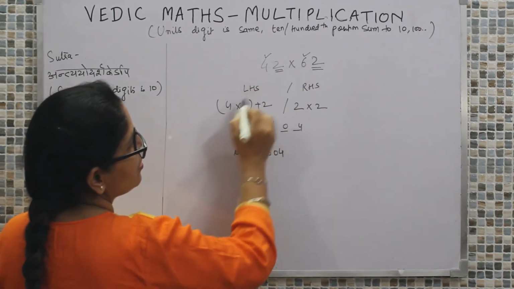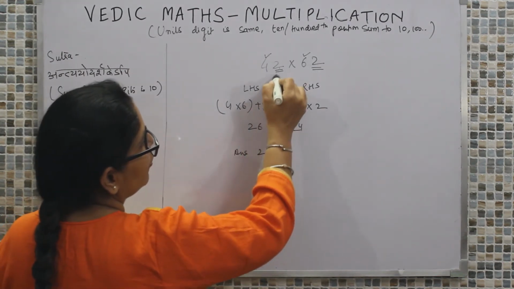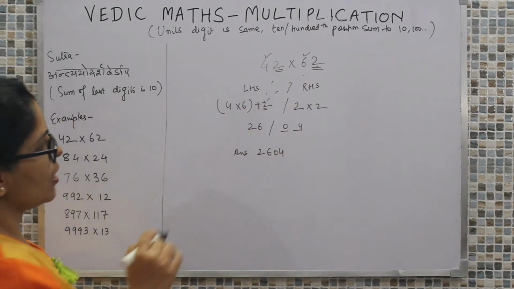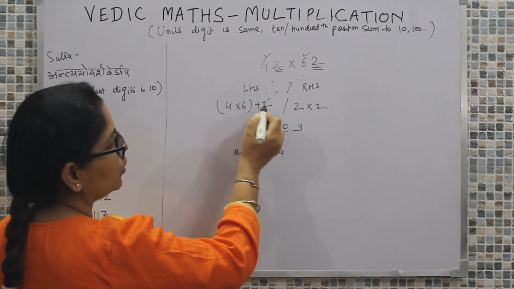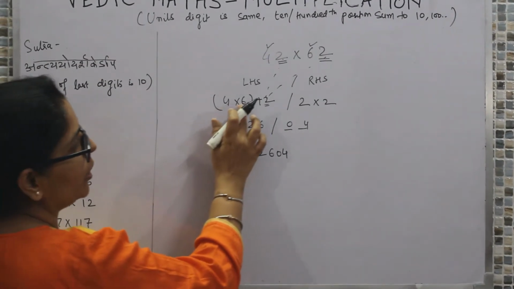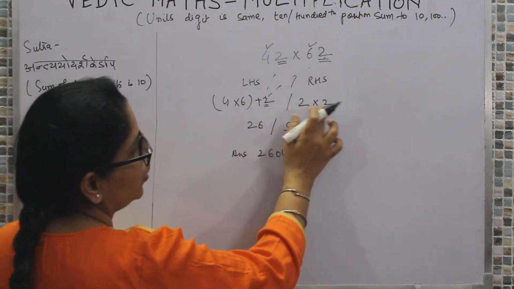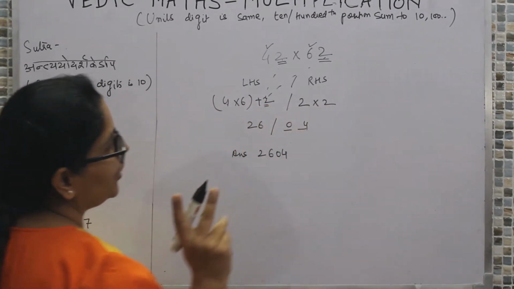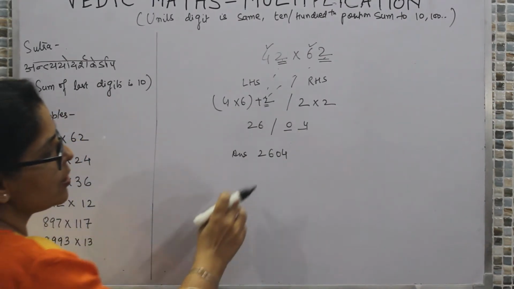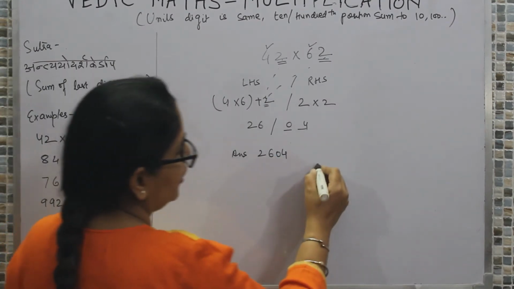Let's repeat it. 4 into 6 is 24, plus this value: the digit in the units place has to be copied and added to the multiplication of the tens digits. So 4 into 6 is 24, 24 plus 2 is 26, and 2 into 2 is 4. We need to keep 2 places for the RHS, so that will be 04. So the answer is 2604.